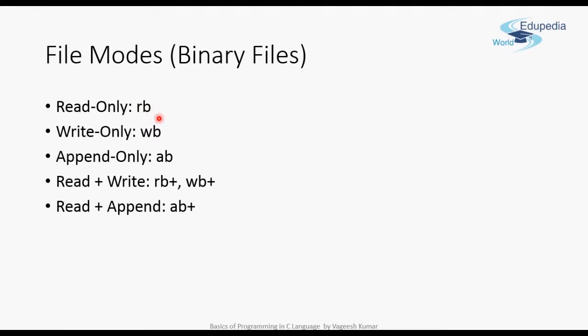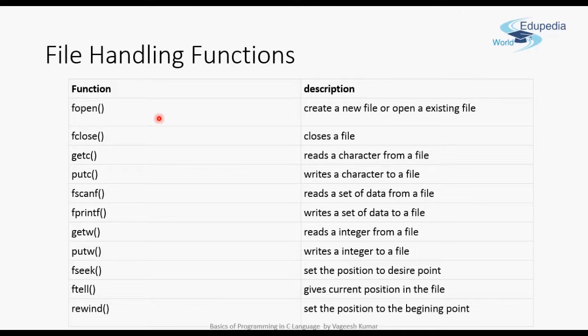So if you use RB, by default the compiler will understand that the file that you are using is a binary file if you use a B. But if you do not use a B, the compiler will understand that you are using a text file. Okay, so now the file handling functions.